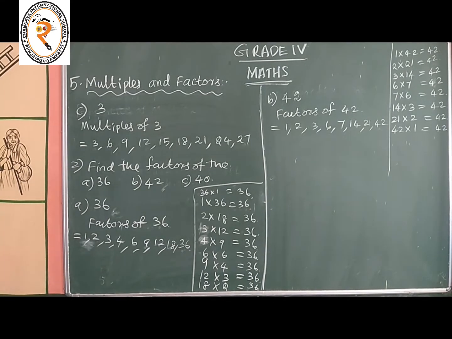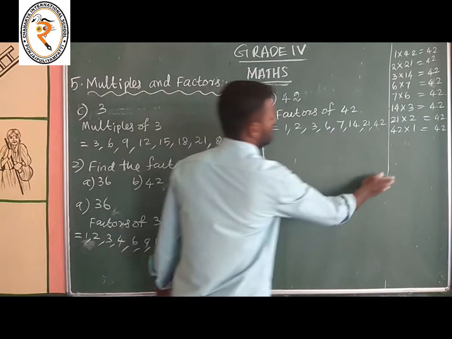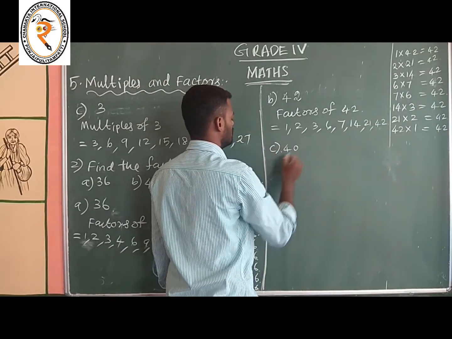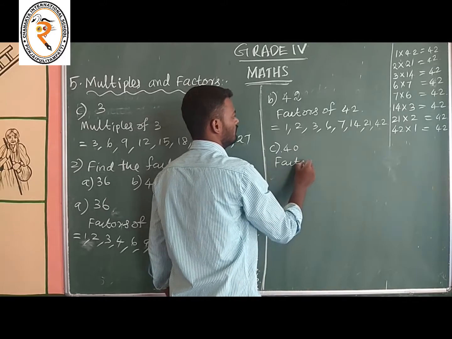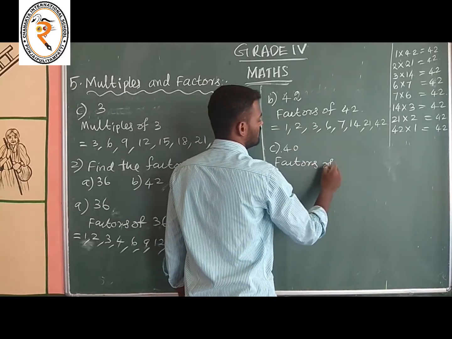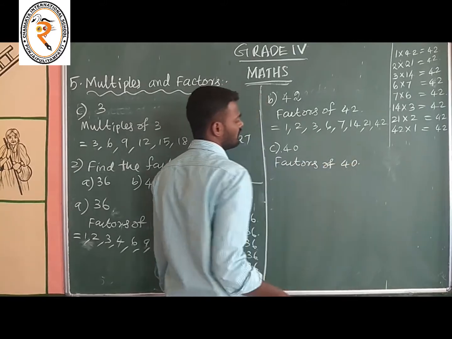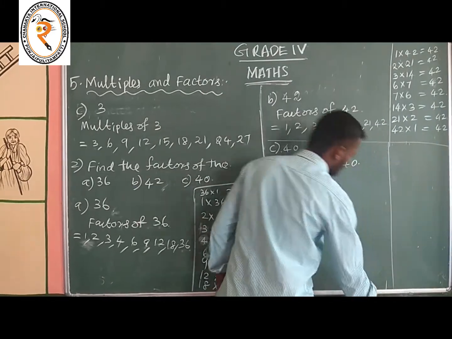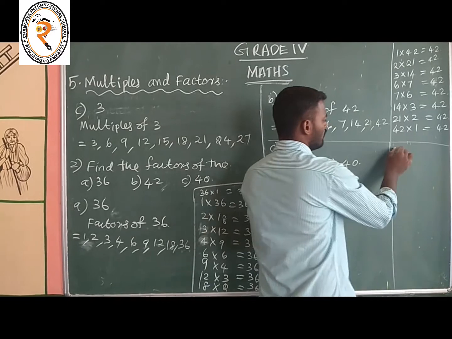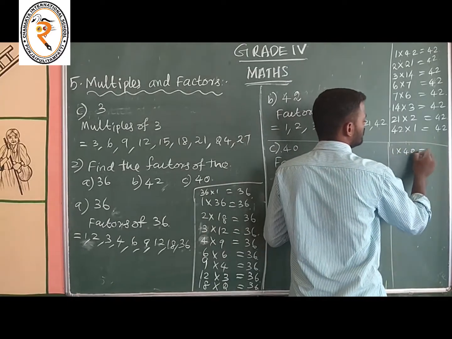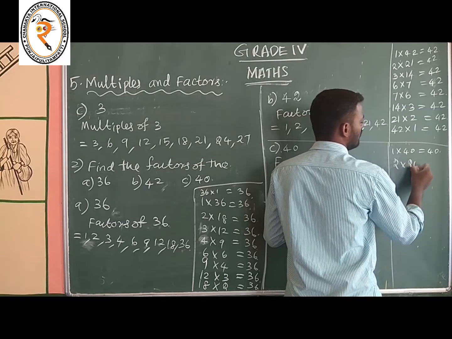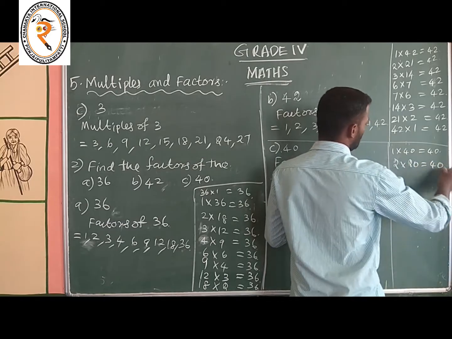Question number C. Find the factors of 40. Now we write the table. 40 comes in the first table: 1 40s are 40. 40 comes in the second table: 2 20s are 40. And the third table does not come.